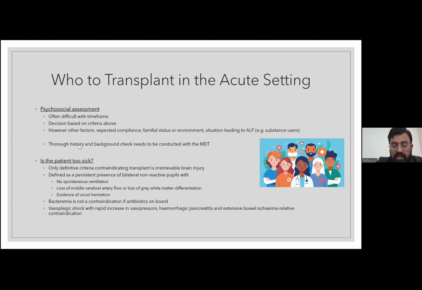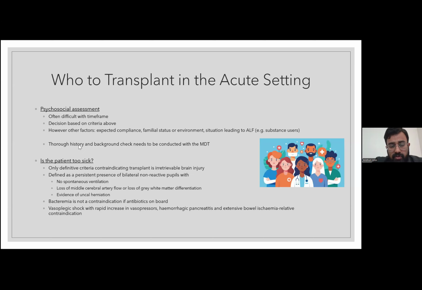Previously, like I had shown you in that 2011 table, bacteremia was on that list, but bacteremia is actually not a contraindication currently if antibiotics are on board and if the patient is obviously being covered and appropriately responding to the antibiotic.